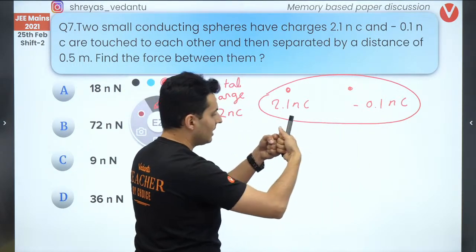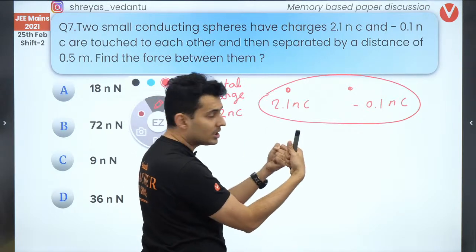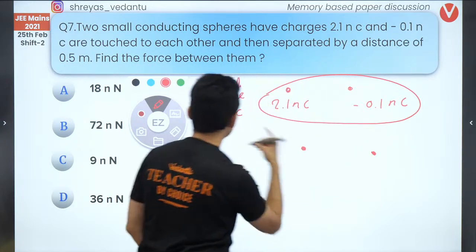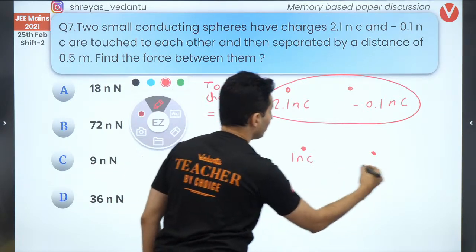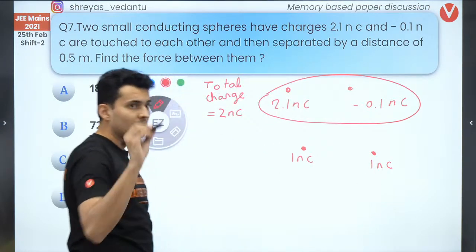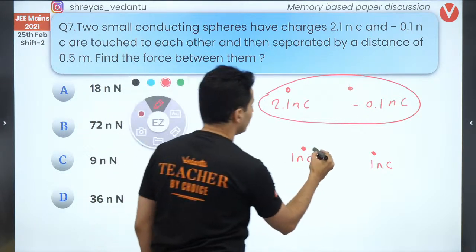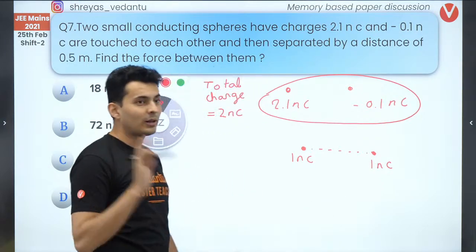Now, when you touch them, both of them will exchange the charges. They will get equal charges. So, how much charge will they have? 1 nanocoulomb and 1 nanocoulomb. Correct, guys? 1 nanocoulomb and 1 nanocoulomb. Great. Now, the distance between them, a lot of you forgot this.